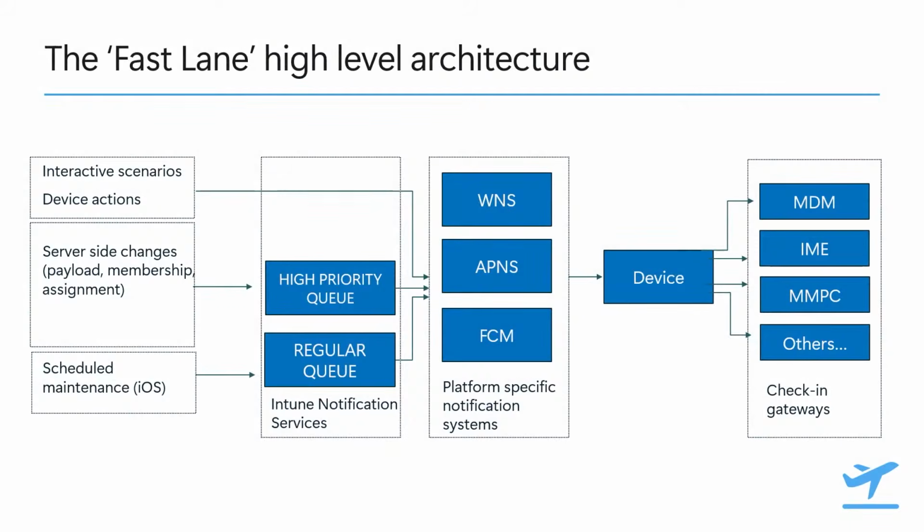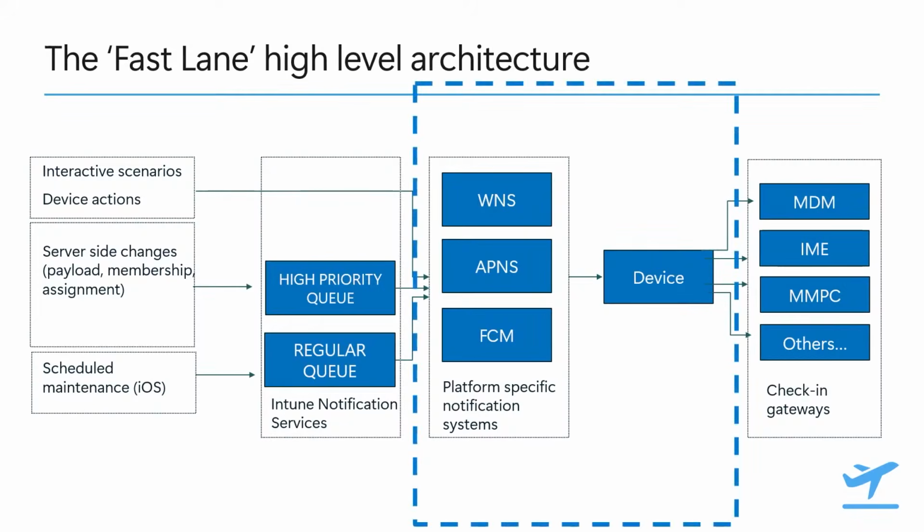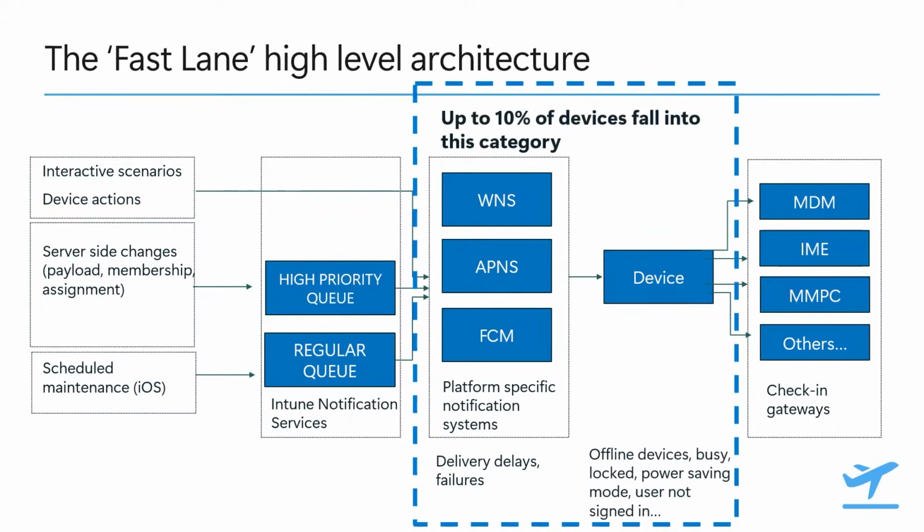This is roughly how the fast lane looks from a high-level architecture. The important thing here is that we rely on services from platform providers for the last mile of delivering notifications to devices. WNS for Windows, APNS for Apple, and FCM for Google devices. In general, delivery of these notifications by the platform providers is best effort and not warranted, and it can be affected by delays, failures, or devices being offline.